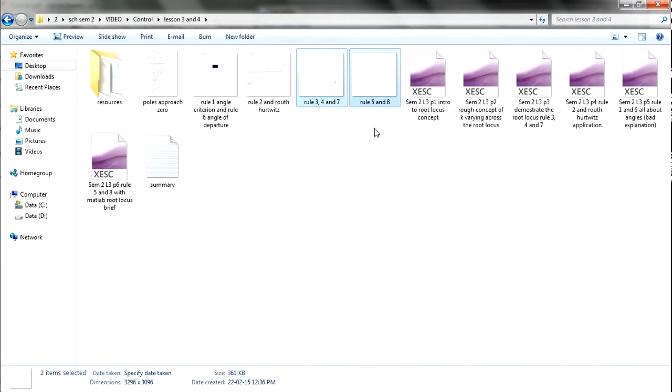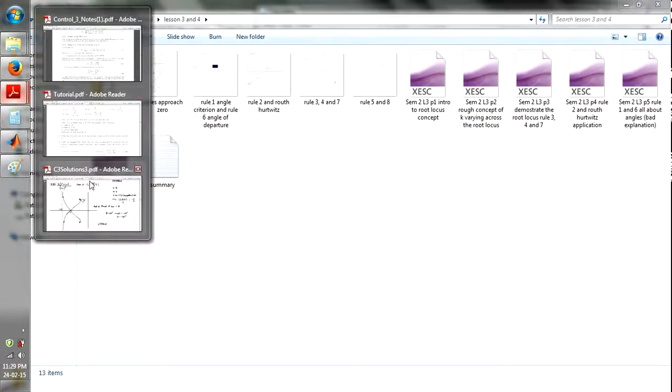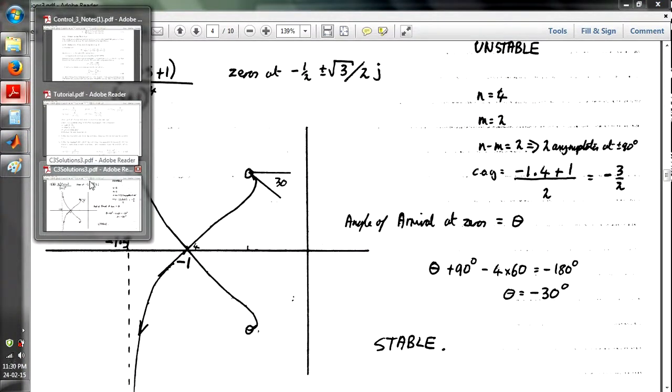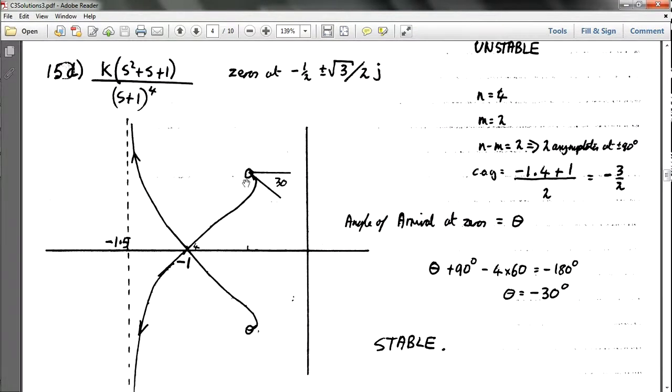Rule 5 is simply saying, pretty much not much. And then rule 1 and rule 6 are the angle criterion. So rule 1, rule 2 and rule 6 are just the angle criterion. So I'll just give you a few of the answers, or rather some of the angle criterion. As you remember, the open loop zeros give the angle of arrival, right? So one pole will actually arrive here at 30 degrees. So this is what it means.